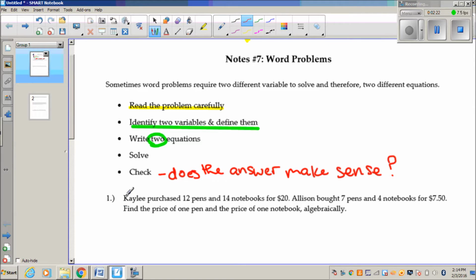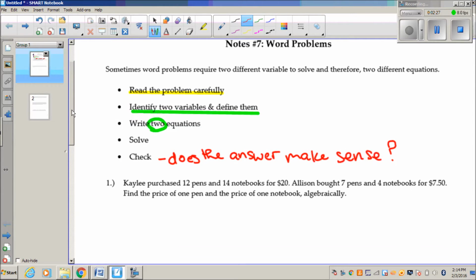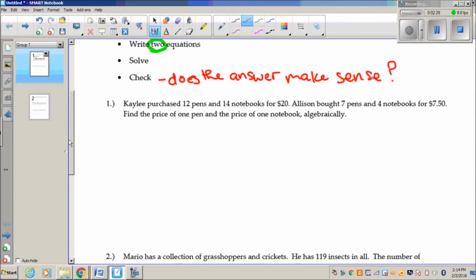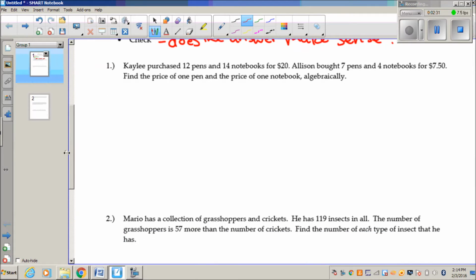Let's take a look at the first problem here. Again, the first thing I'm going to do is just read it through completely and carefully, just to get an idea of what the problem is talking about. So in the first problem, it says, Kaylee purchased 12 pens and 14 notebooks for $20. Allison bought 7 pens and 4 notebooks for $7.50. Find the price of 1 pen and the price of 1 notebook algebraically. In other words, don't graph it.